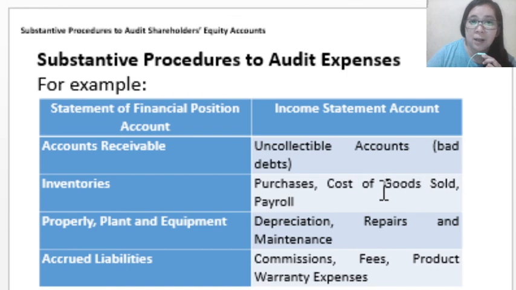So these are a form of expenses of the entity. Next, if the auditor, for example, audits the property, plant, and equipment, he will simultaneously also audit the depreciation, repairs, and maintenance expense. And for the accrued liabilities, the auditor will simultaneously audit the commission, fees, product warranty expenses. So this is how the auditor will perform the substantive procedure to audit at the same time an asset or liability account together with the expense account.